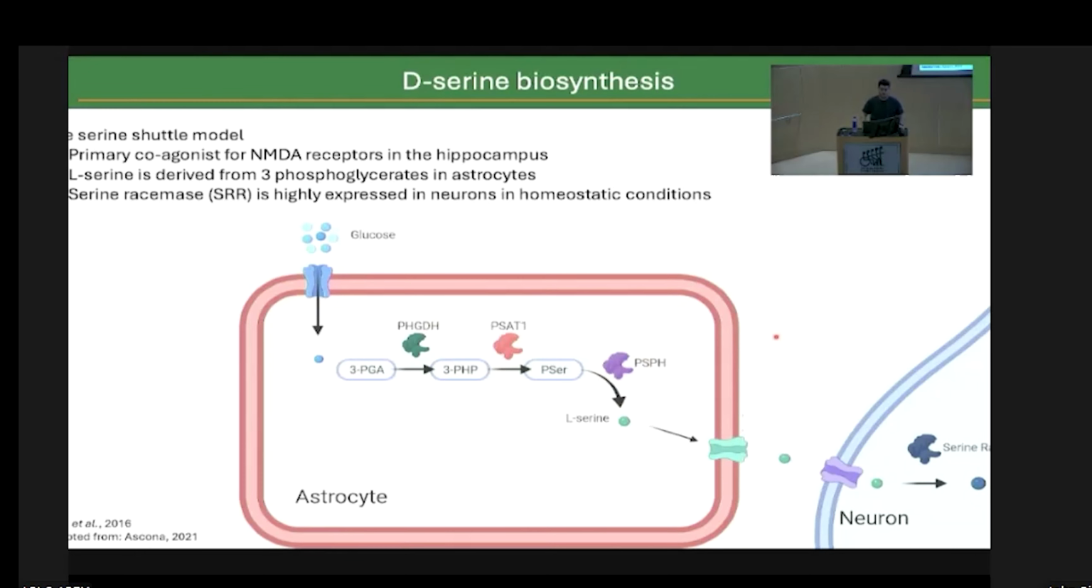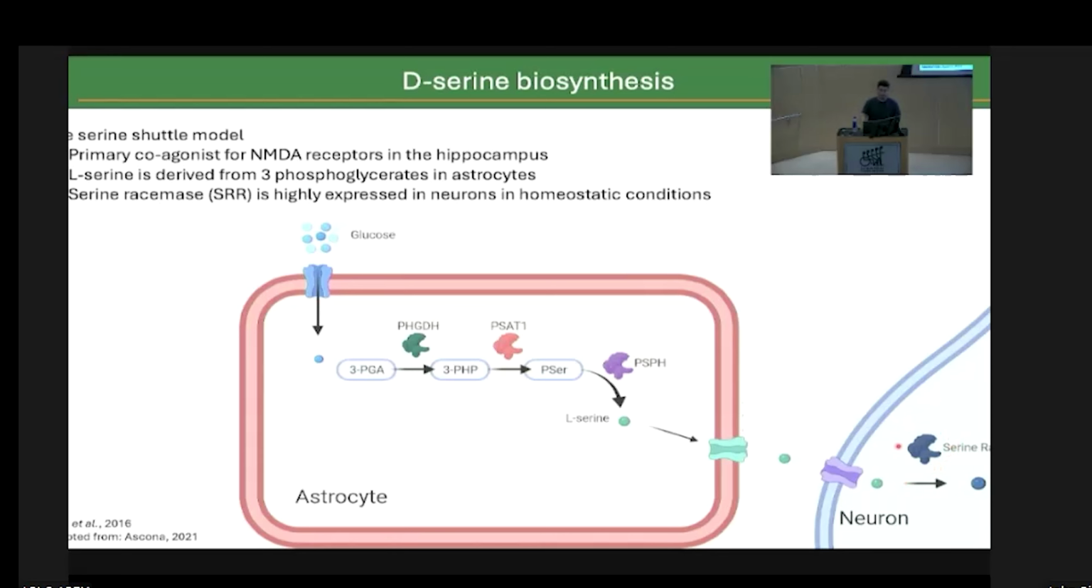So next we need to understand the biosynthesis of D-serine. In physiological conditions, the biosynthesis of D-serine begins with glucose. Glucose is taken up into astrocytes, where it undergoes biochemical reactions and is converted to L-serine. L-serine is then transported out of the astrocyte and taken up into the neuron. Then a key enzyme, serine racemase, in the neuron converts L-serine to D-serine. This enzyme is critical for my talk, as I'm going to be using serine racemase as a proxy for D-serine in the upcoming experiments.